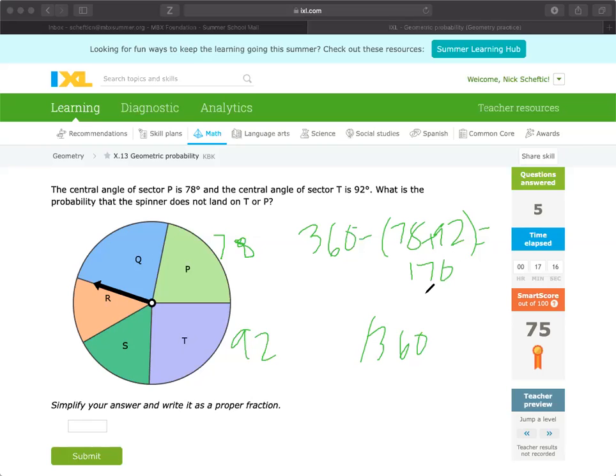170. So 360 minus 170 is going to give me 190. So 190 there. Okay, they both end with 0, so that means I know I have to reduce it. All right, so 190 divided by 2, 95. You know what, actually, we'll just do 5. So I messed up there.